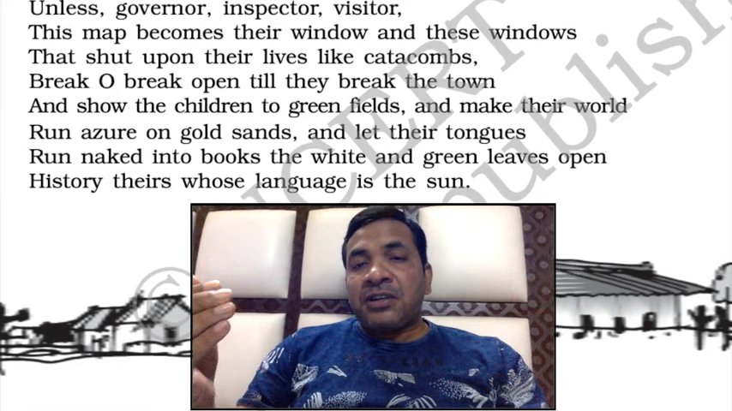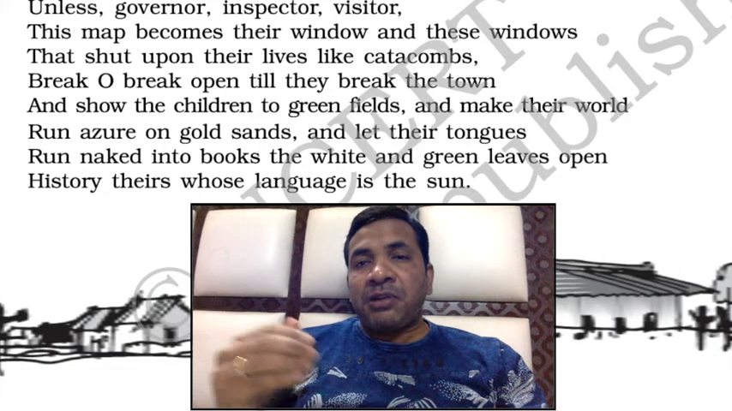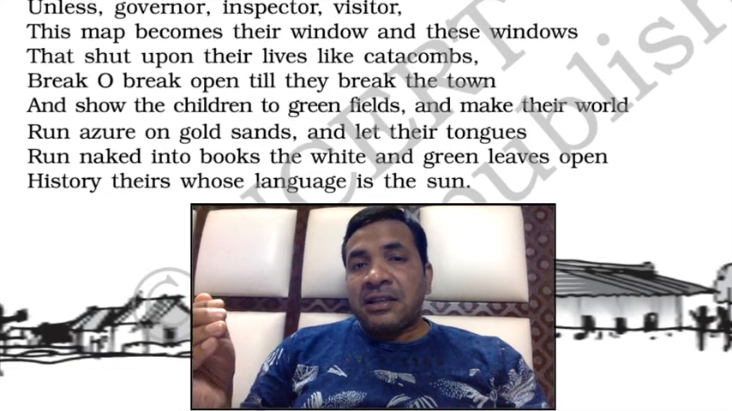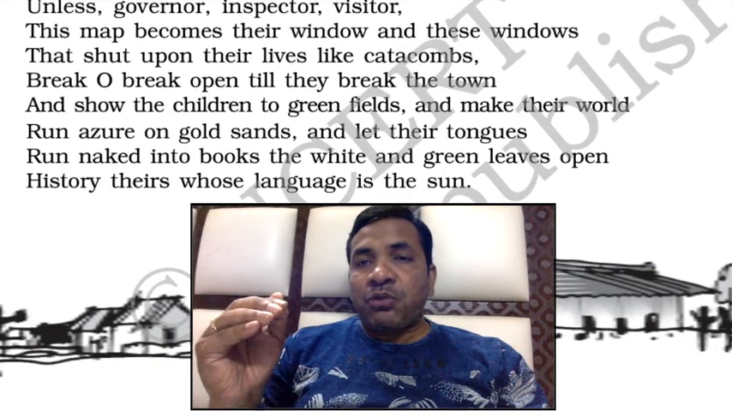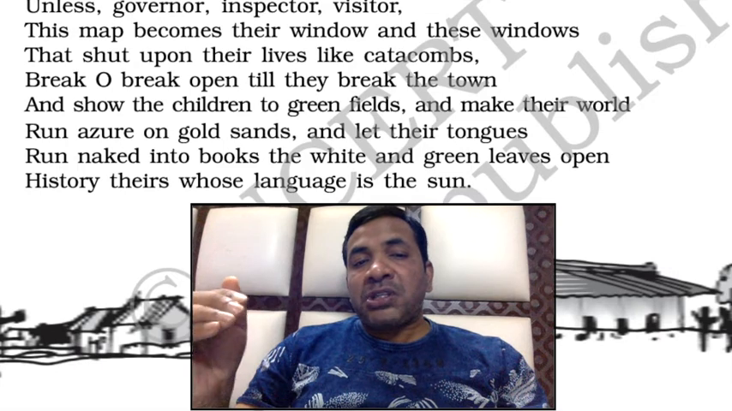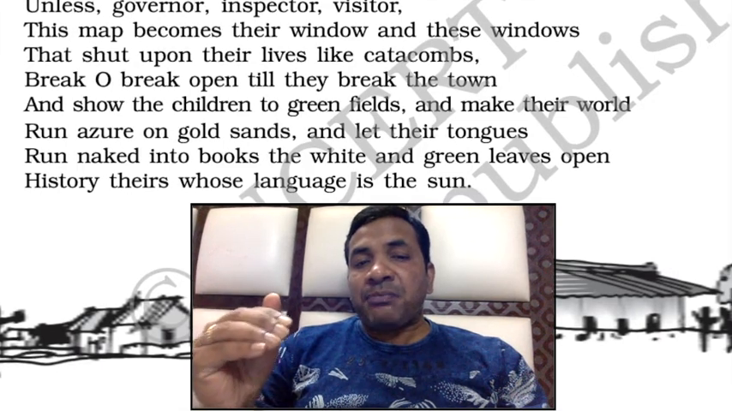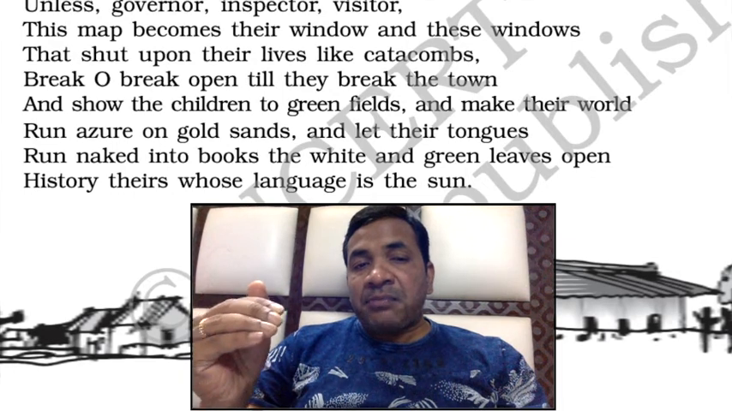Why? Because you have seen in the chapter Lost Spring also that the children who have been working in the dingy cells generally do not get the opportunity to go out, and that is why their eyes are more adjusted to dark. So that is the same thing that has been written here, that these windows have been shut upon their lives like catacombs, like burial chambers.